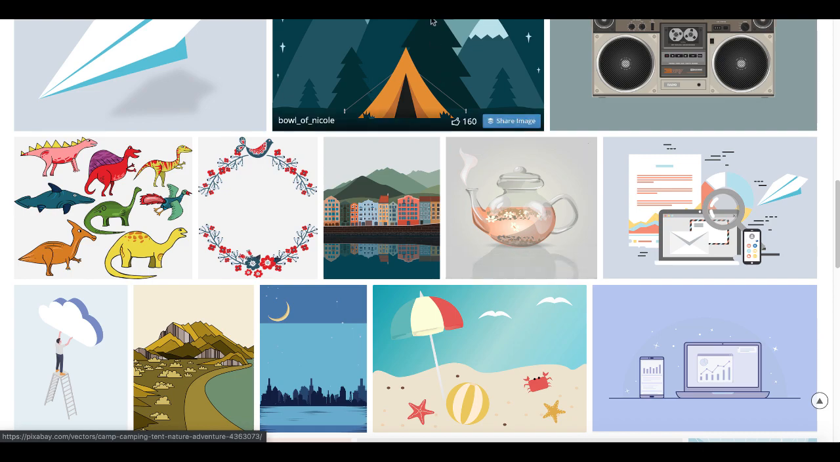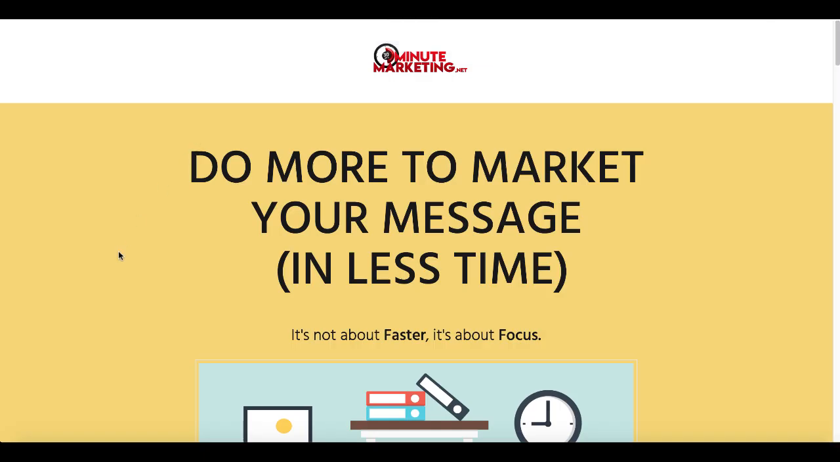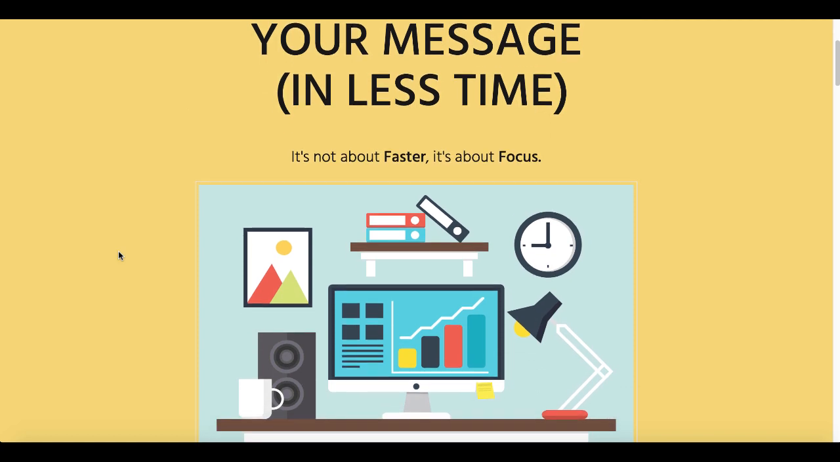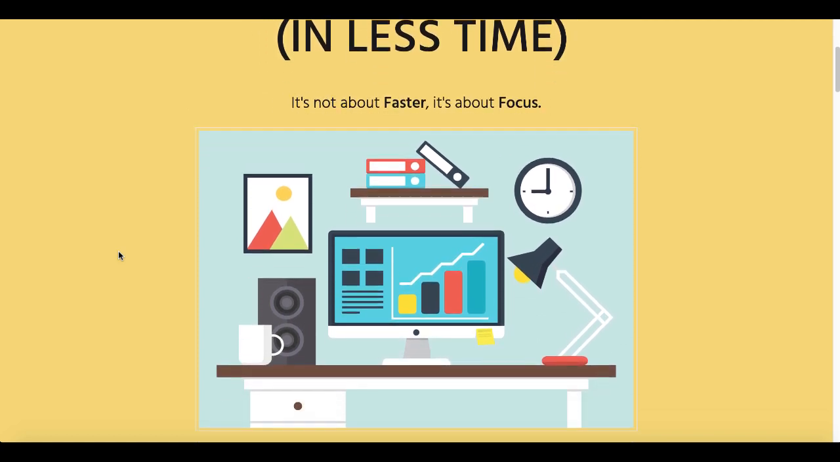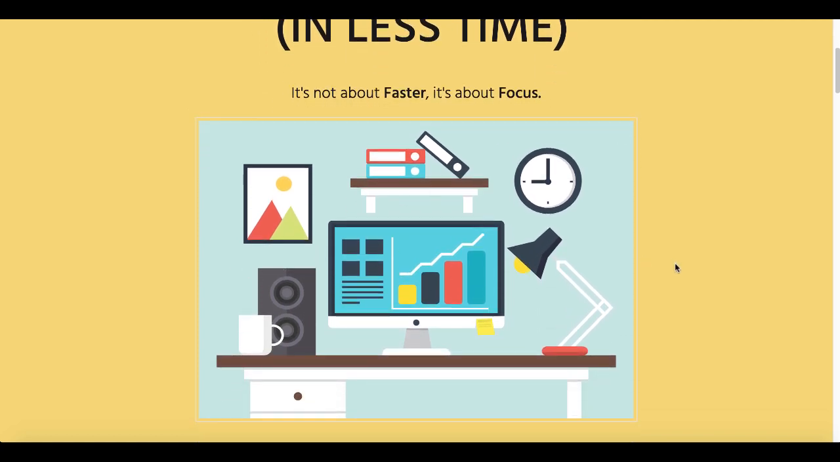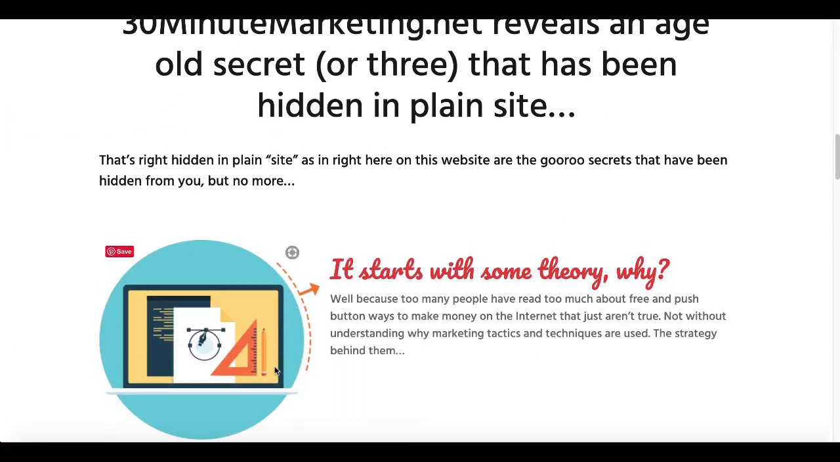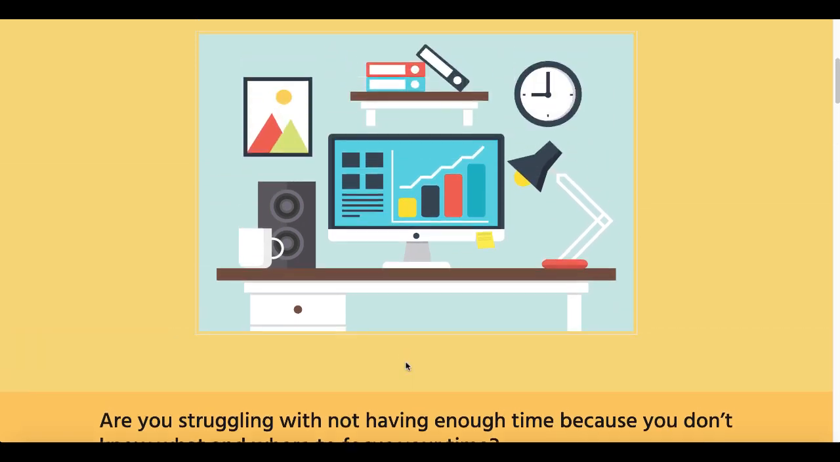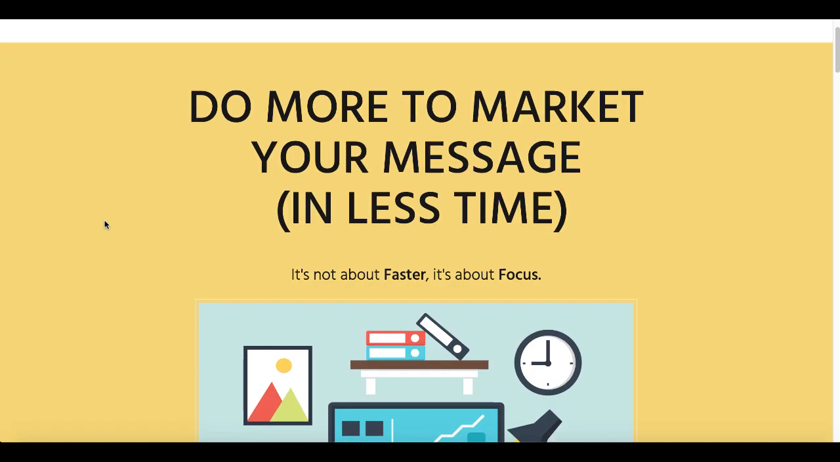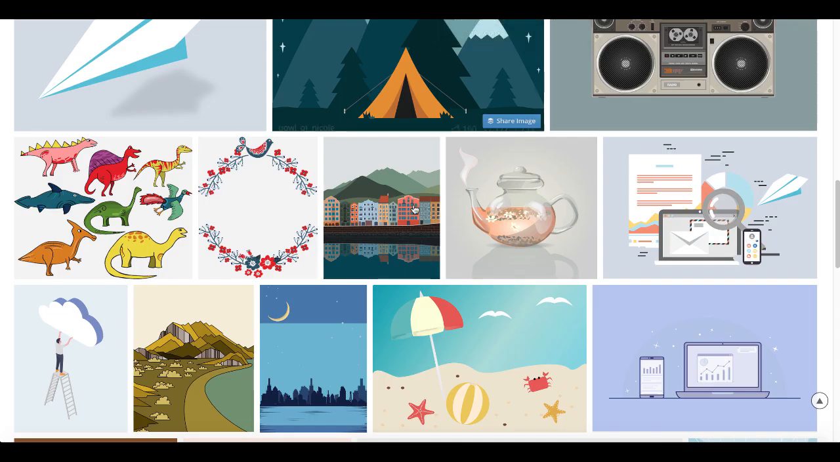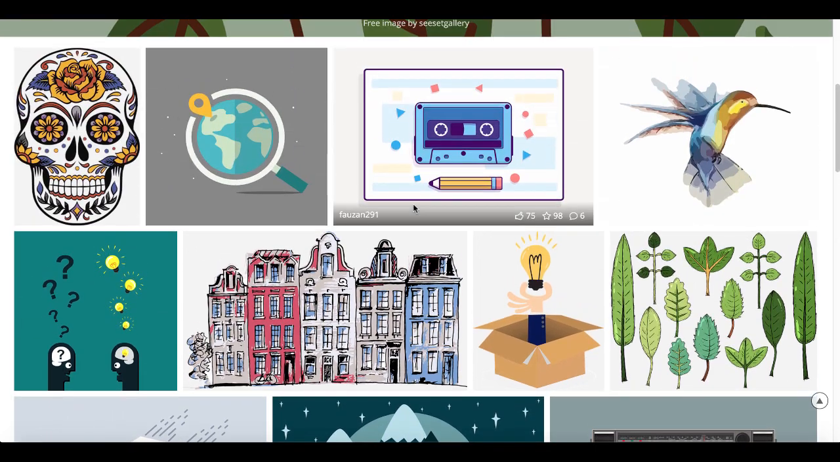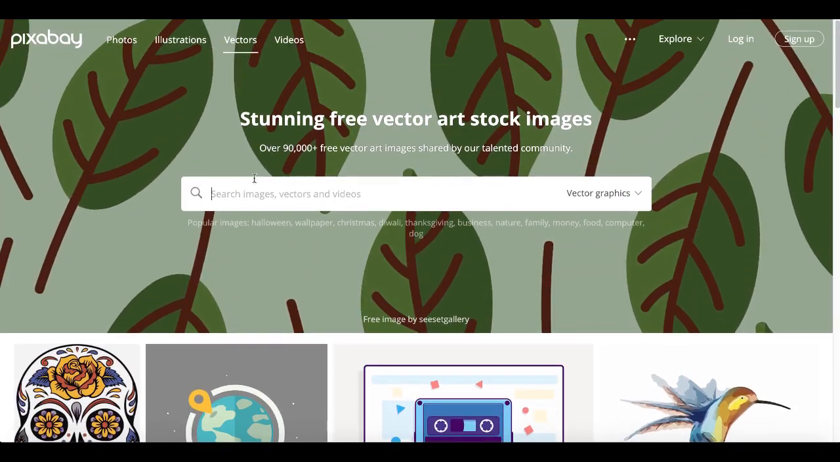A good example of this is over at 30minutemarketing.net. Of course, if you land on the home page and under "it's not about faster, it's about focus," you'll see this is a vector image of a nice clean workspace. And you scroll down through here, you'll see some other vector art that I use on the home page. So again, when you're on Pixabay, make sure that you're selecting the image that will resonate best with your audience inside of your marketing material, whether it be your website, whether it be the information product you're creating.